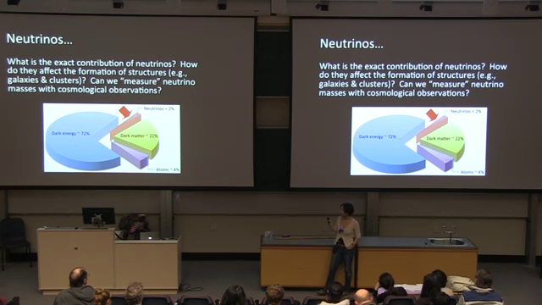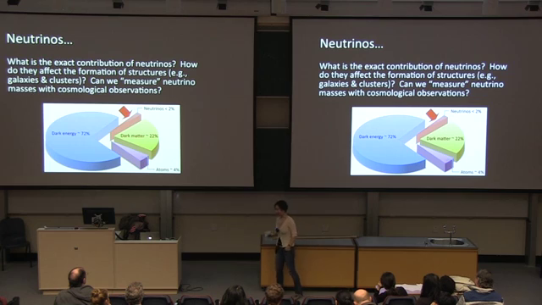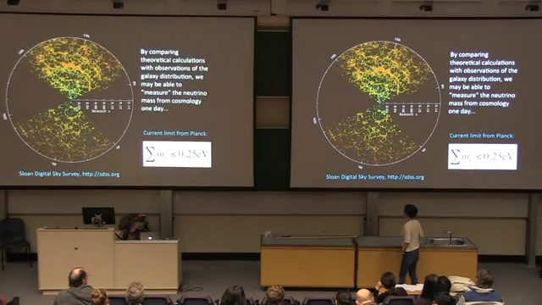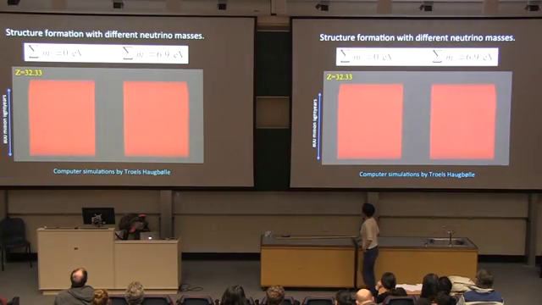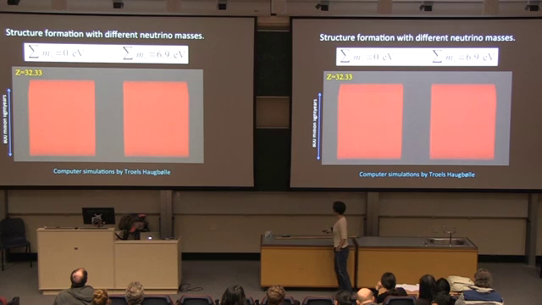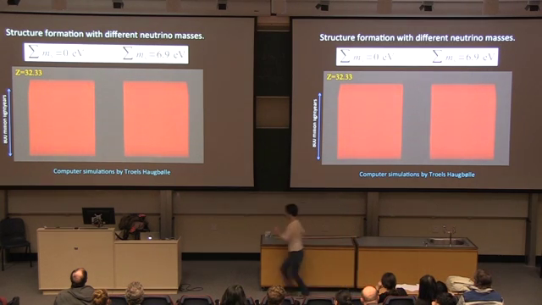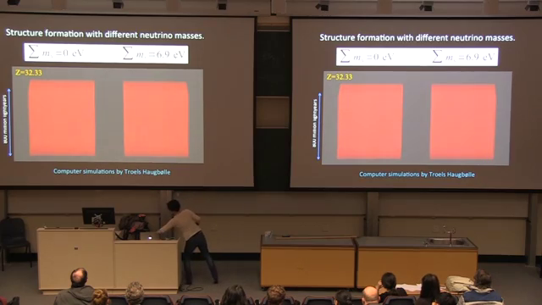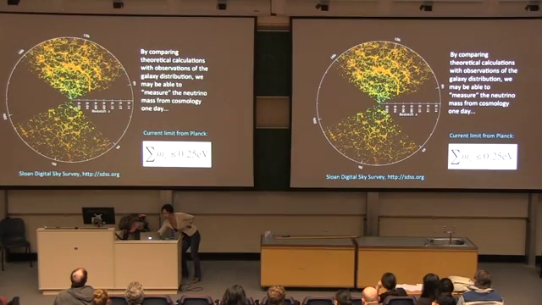And it turns out that it does matter what the mass is, because the neutrino mass has a huge influence on the way structures are formed in the early universe. So here is a simulation I'm showing you of the formation of structures with two different neutrino masses. This is a simulation, as I said.